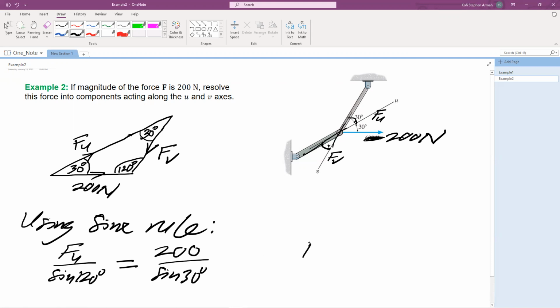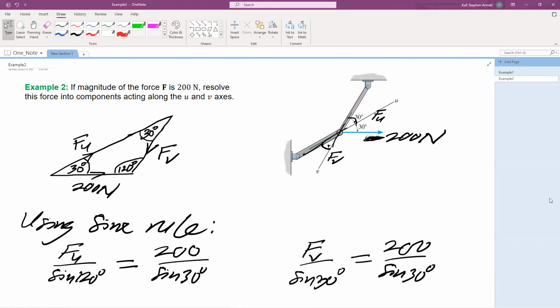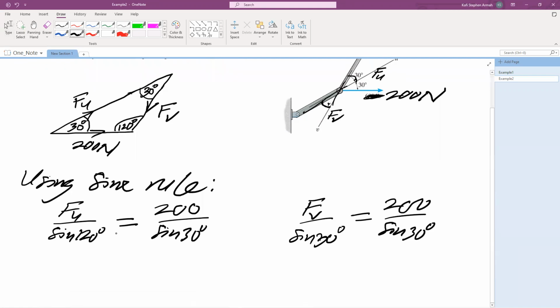And then the other one will be FV over sine, of course, 30. FV over sine 30 equal to... See, this was FU over sine 120 equal to 200 over sine 30. Then here is FV over sine 30 equal to 200 over sine 30 again. So the right hand side for both equations are the same. And at this moment, don't do anything. Just go to your calculator. You don't even need to waste too much time to rearrange.